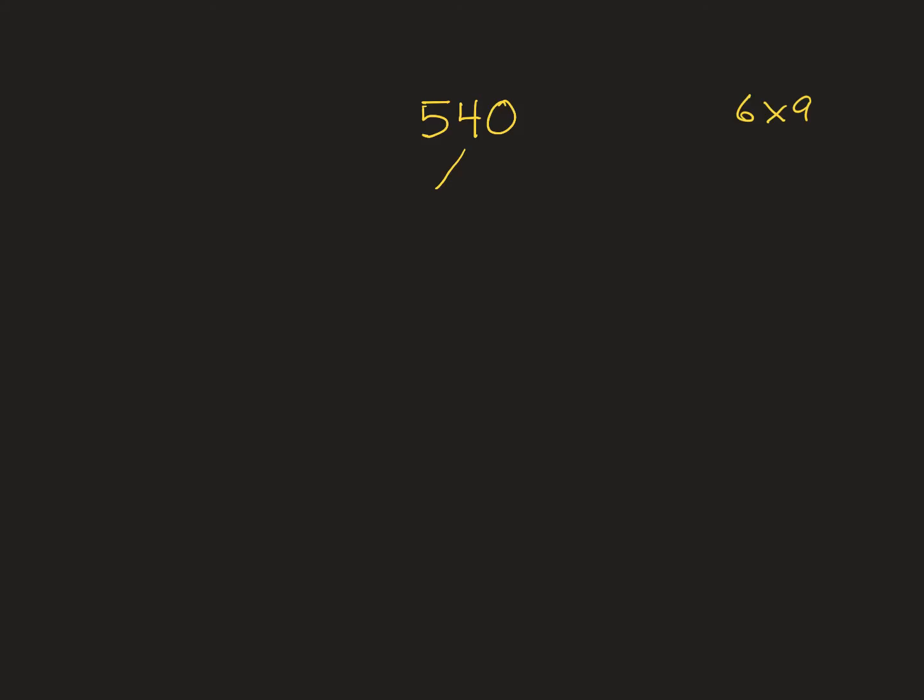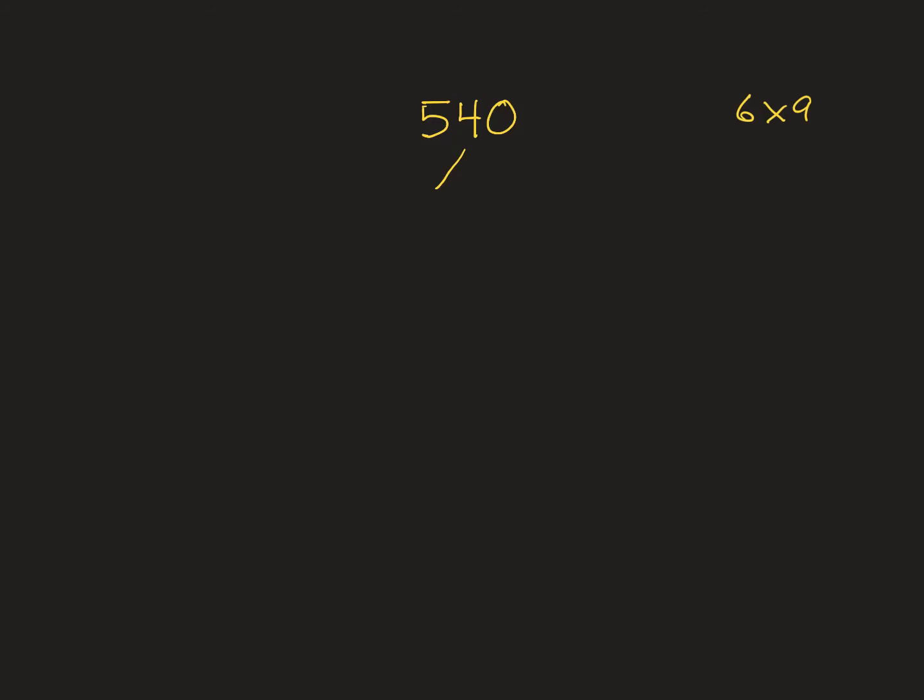2 times what will give me 540? Well, think about it this way. What's close to 540? How about 500? That's close. Well, what 2 numbers when multiplied would give you 500? So you have 2 times 250, right? That's only 500. We need to get to 540. So we need to make this a little larger. Well, 2 times 270 works perfectly.